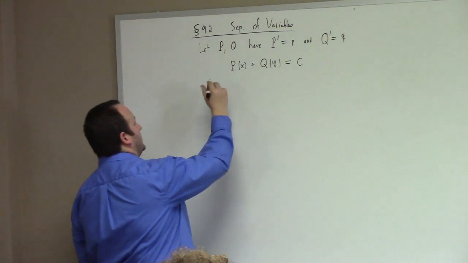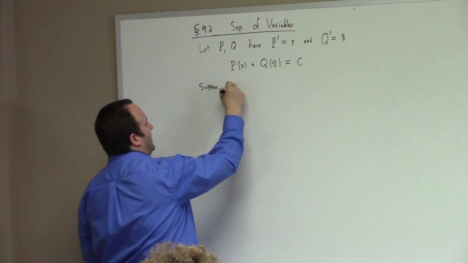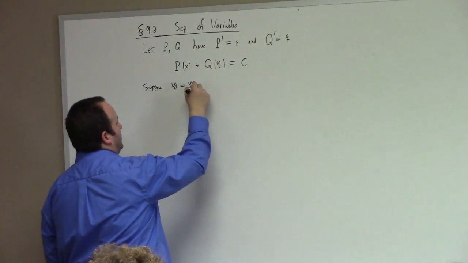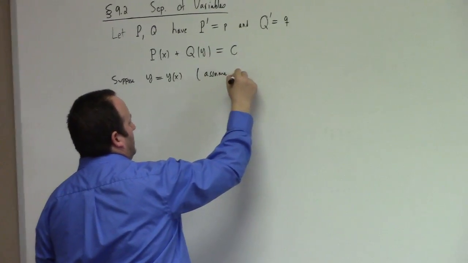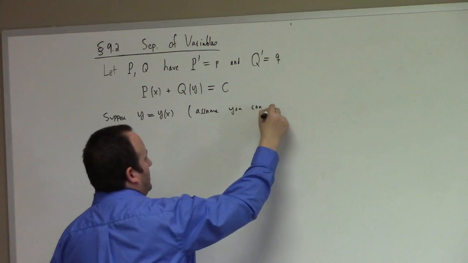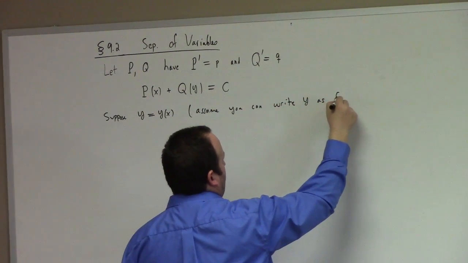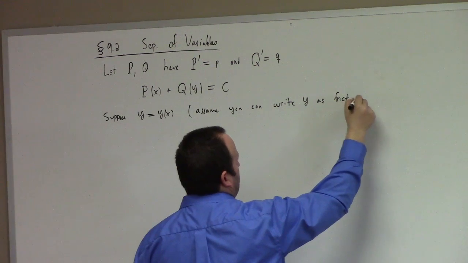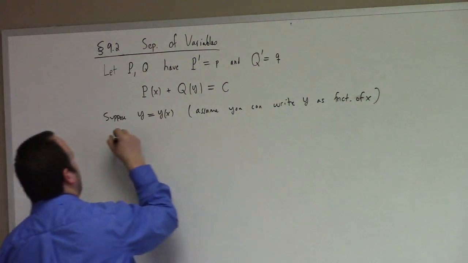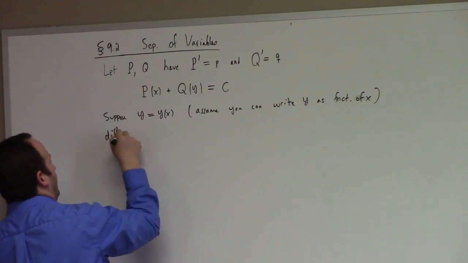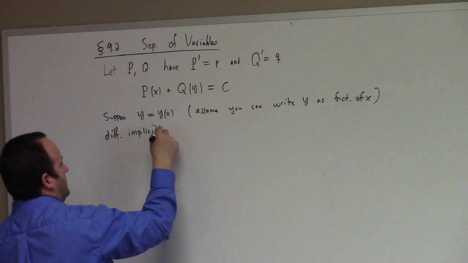But then we do a little bit more. Then we suppose that y can be written as a function of x. So in other words, assume you can write y as a function of x. Now, if that's the case, then we can differentiate implicitly. Right? This is just what we do in Calc 1.